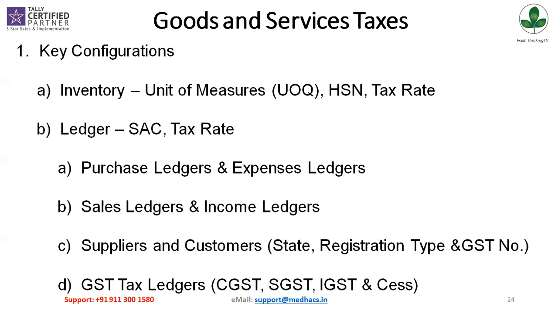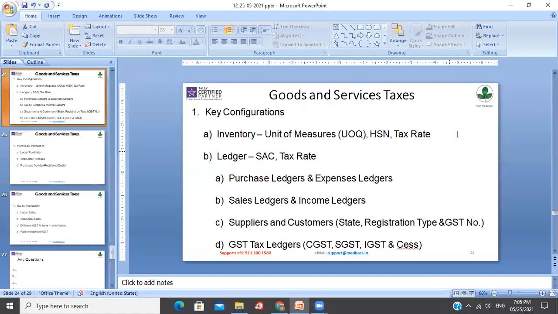The first thing is inventory management. You need to have units of measure configured, and HSN and GST rate configured. Then ledgers: you need to configure the purchase ledger, sales ledger, expense ledger, income ledger, supplier ledger and customer ledger. This is where you need to enable the details and the tax ledgers. So let us deal with this example.